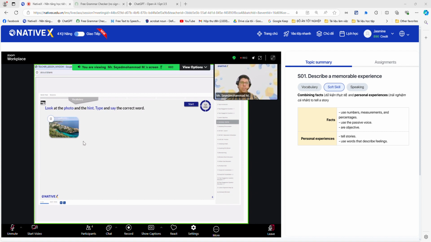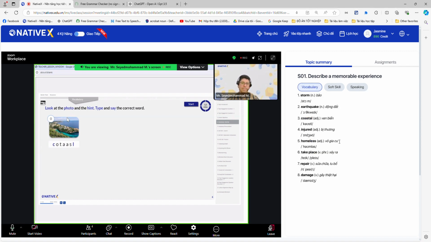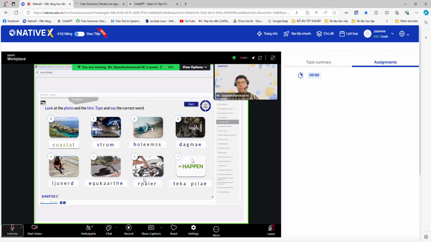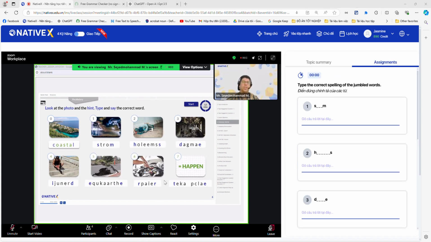Look at this picture, Jasmine. Can you see the picture? What is the correct word? Coastal. It is coastal. Perfect. How about the other items? For the other items, guys, you have 1 minute and have to unscramble these words and submit your answers in the assignment. Good luck.